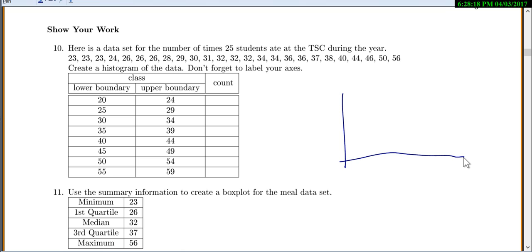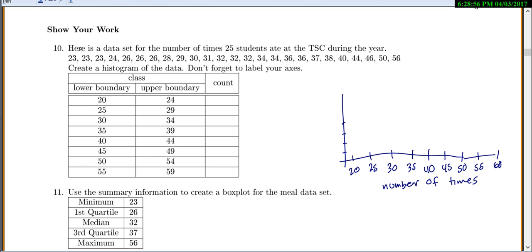So on my graph over here, the x-axis is the number of times. Oh wait, I already gave you the boundaries: 20, 25, 30, 35, 40, 45, 50, 55, 60. So this would be our number of times, and over here we'll do our counts. Maybe we should count them before I decide what my scale will be.